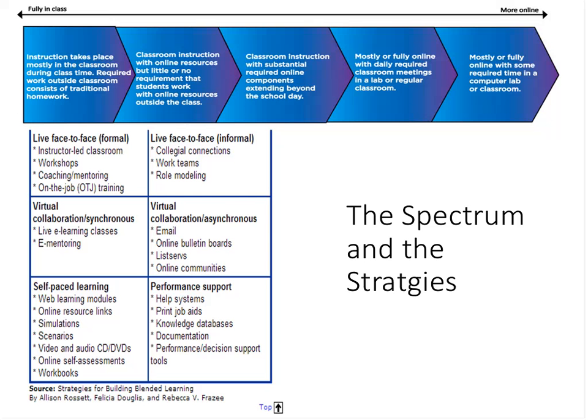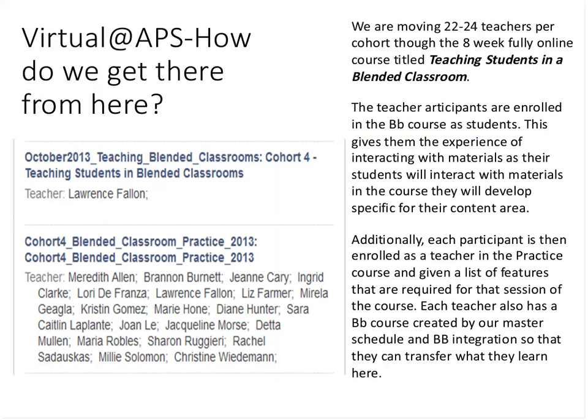I'm getting ahead of myself if I start talking about the classes we already have running like this. So let me move through my slides here and remember where I am. This is basically how we get to a fully virtual course at APS, and as was mentioned in the introduction, teachers are enrolled in the professional learning community after completion. But the process requires them to be enrolled in the cohort as a student, and then at the 3rd week, they are also enrolled in a practice course where they have teacher privileges.